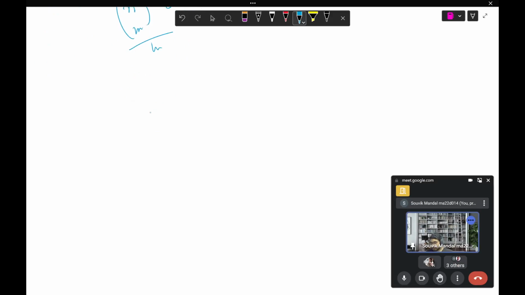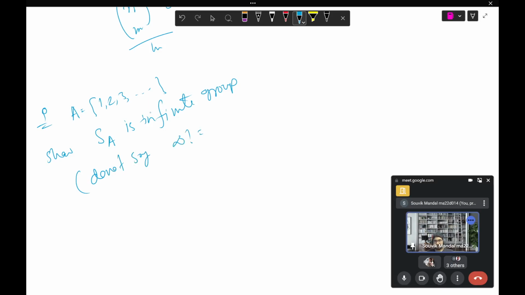Okay, so next one is a problem. Suppose the set A is 1, 2, 3, and so on. Show that the permutation group on A is infinite. Don't say n factorial. The set A is the set of natural numbers. You need to show that S_A is infinite. Don't give any argument like n factorial. You need to produce an infinite number of distinct elements in the set S_A.